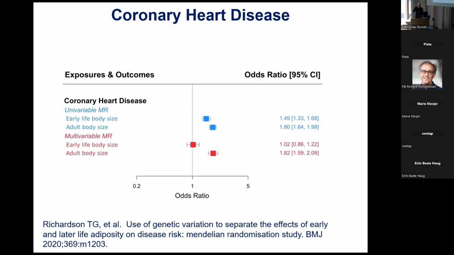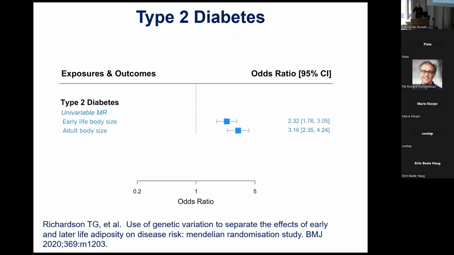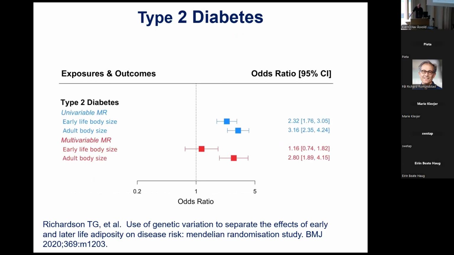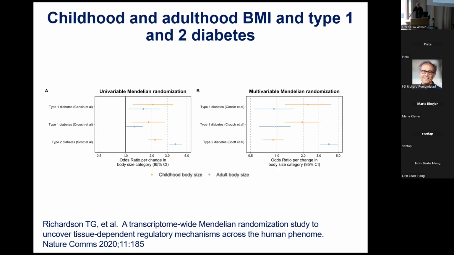So for coronary heart disease, there's no influence of early life BMI, prepubertal BMI, once you take adult BMI into account. The adult BMI is driving coronary heart disease. It's driving type 2 diabetes. Quite a nice proof of principle example. If you look at type 1 diabetes, the top two lines, two different GWASs of type 1 diabetes.